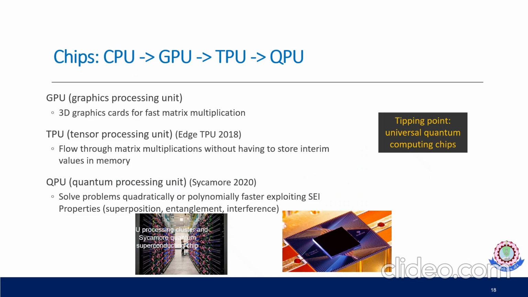interactions between electrons. So, inside CPUs, GPUs, TPUs, and QPUs: the GPU is a graphics processing unit, a 3D graphics card for fast matrix multiplication. The TPU is a tensor processing unit, with flow-through matrix multiplications without having to store intermediate values in memory. The quantum processing unit delivers Sycamore 2020, which solves problems quadratically or polynomially faster, exploiting quantum properties in terms of superposition, entanglement, and interference.